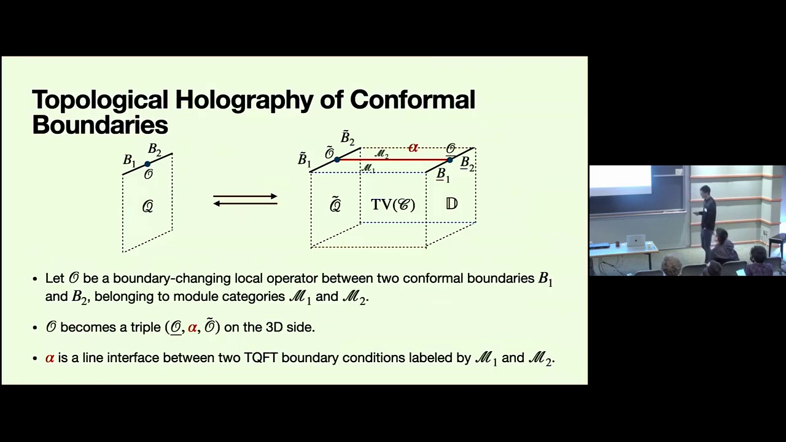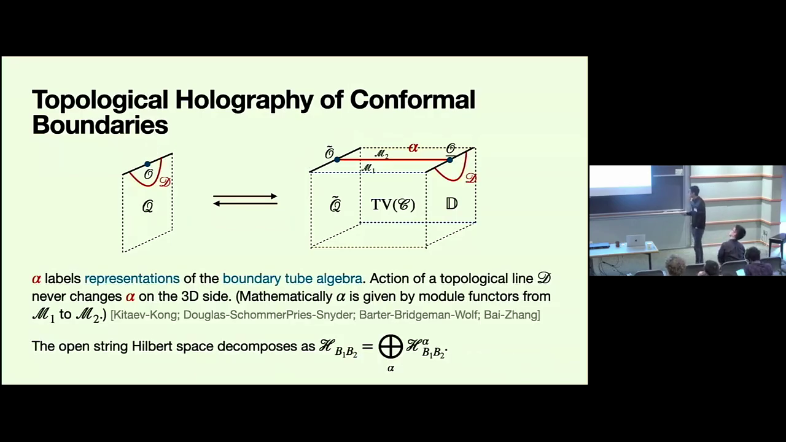Now, we want to understand the states in the open string Hilbert space, or in other words, the boundary changing local operators. So consider you have a boundary condition changing local operator O from boundary B1 to B2. We propose that under this correspondence, on the 2+1 side, this operator O becomes a triple, where O underline and O tilde will not play so much role. But importantly, you are going to get some topological line interface alpha on this top boundary. This alpha is a line interface between two module category boundaries, M1 and M2. We claim that this topological interface alpha labels representations of this boundary 2-algebra.